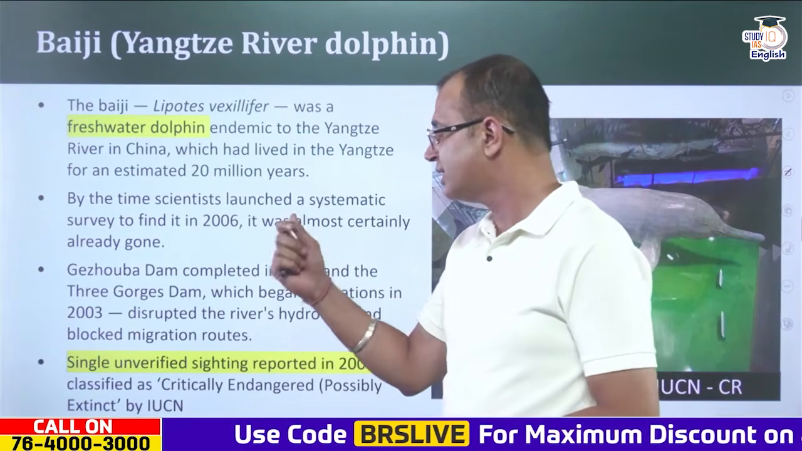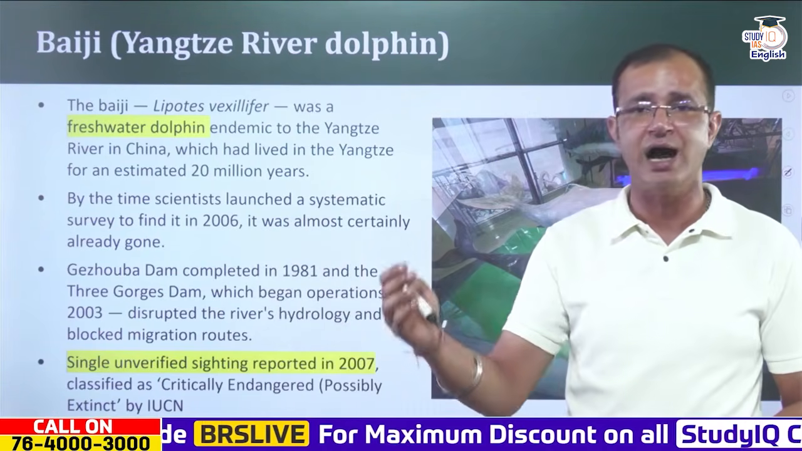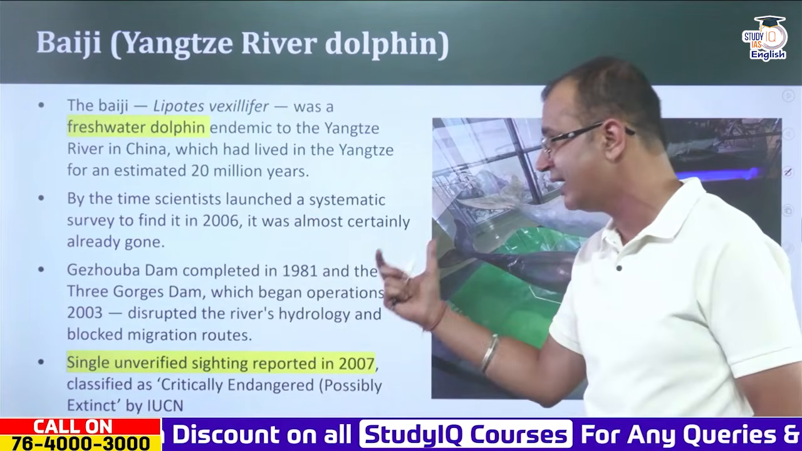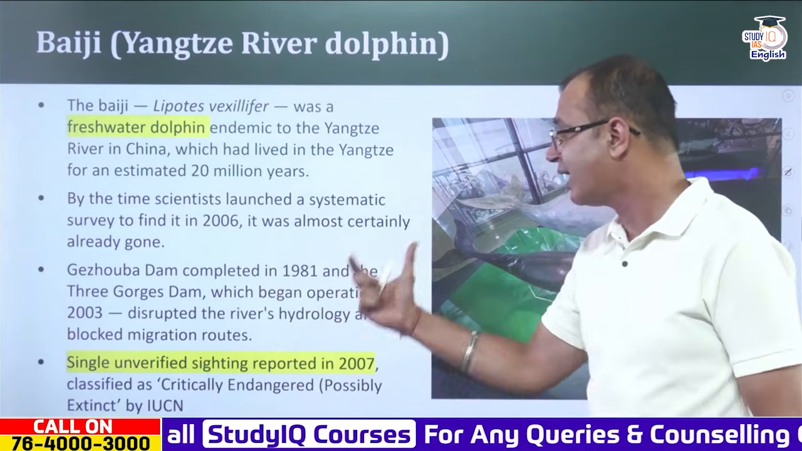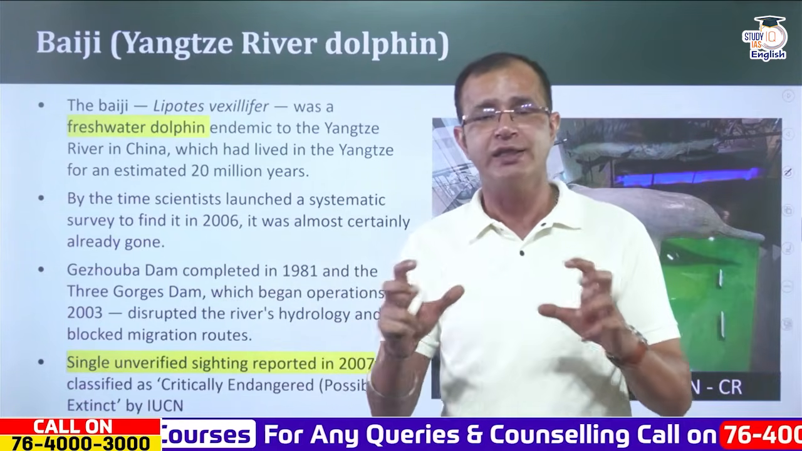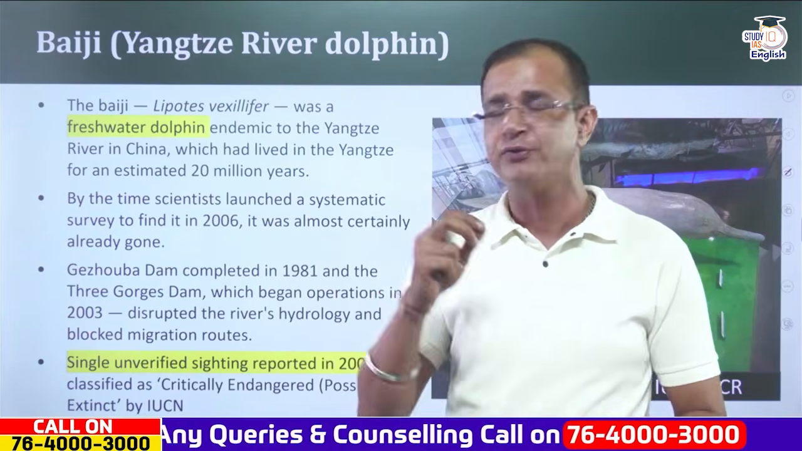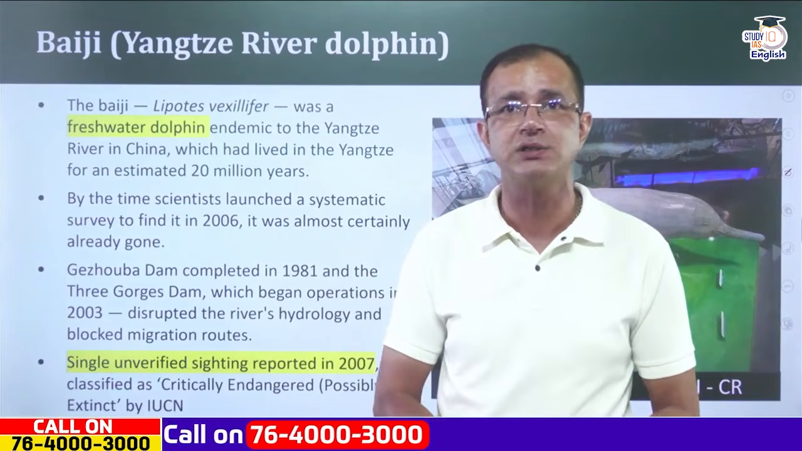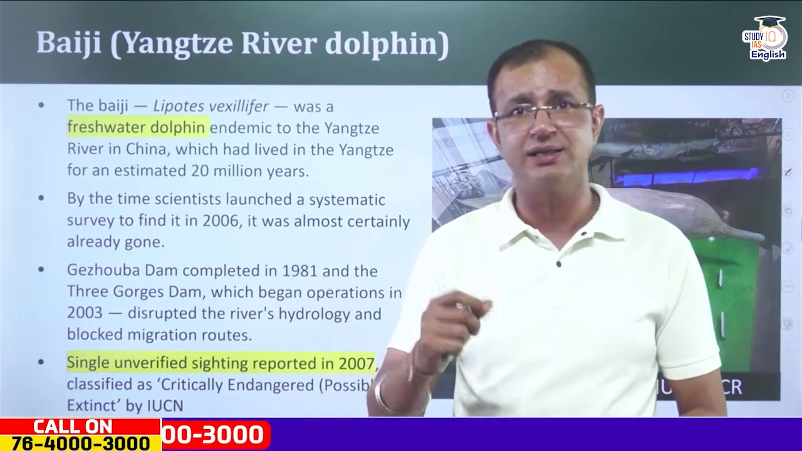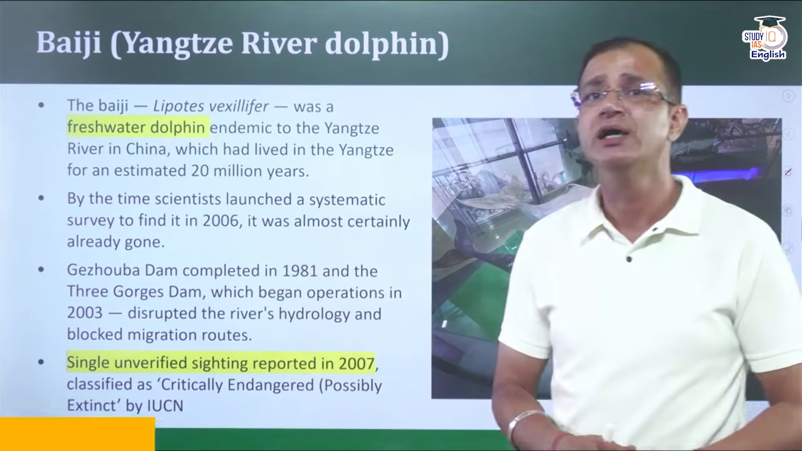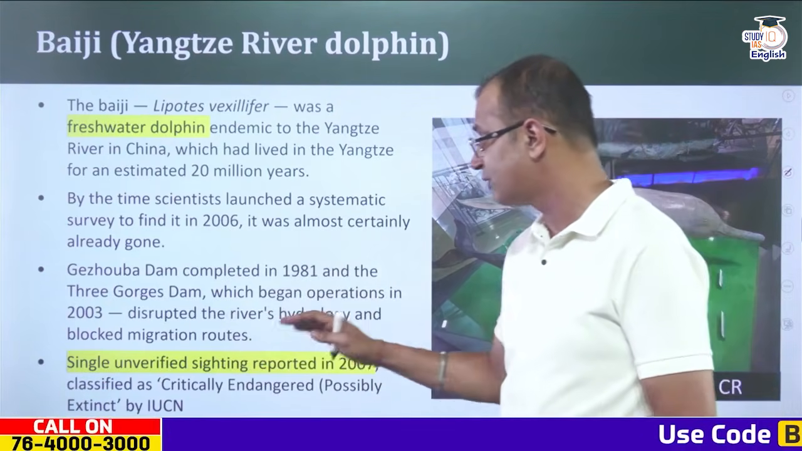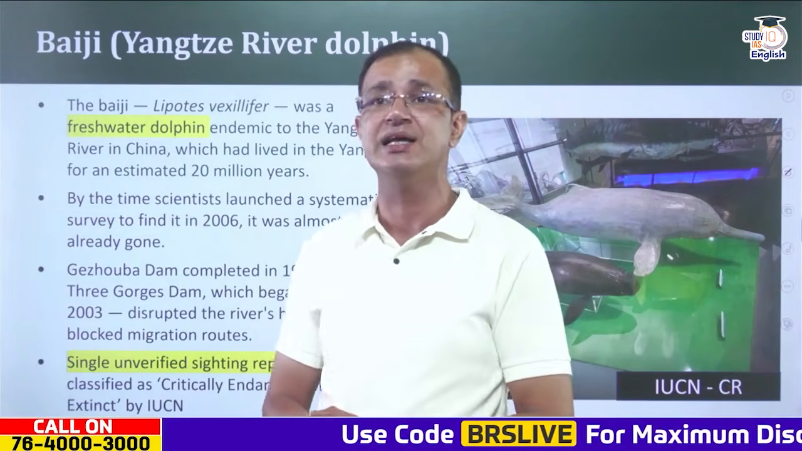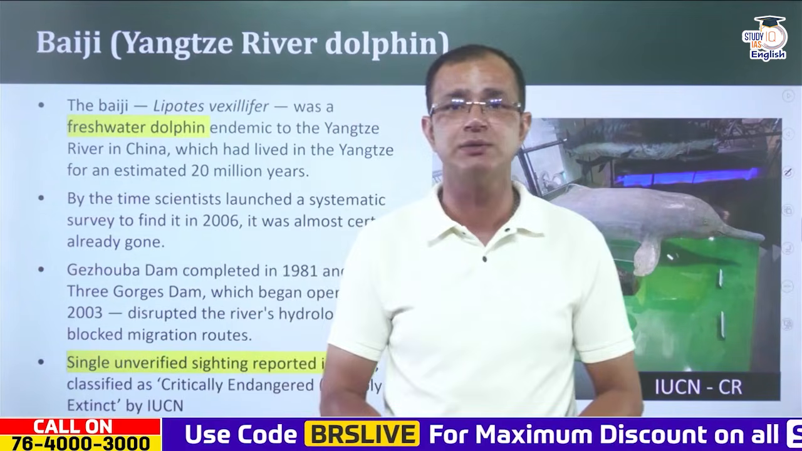Now, there had been construction on the Yangtze River. The Gezhouba Dam was completed in 1981, and the Three Gorges Dam began operations in 2003. These dams disrupted the flow of the Yangtze River as well as the hydrology, and the migration routes were blocked. That was the reason that the Yangtze River dolphin, or Baiji, became extinct. A single unverified sighting was reported in 2007, and it has been classified as critically endangered, possibly extinct, by the IUCN.